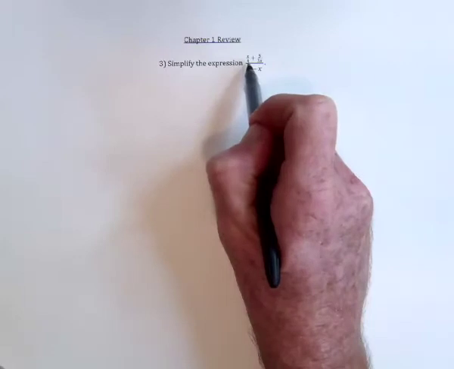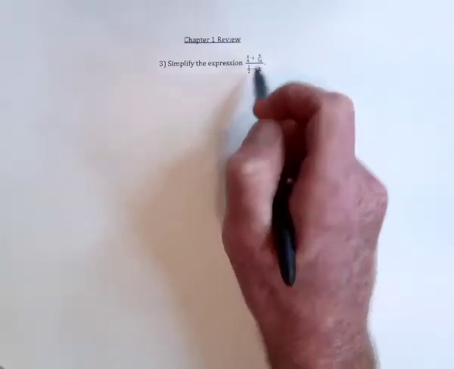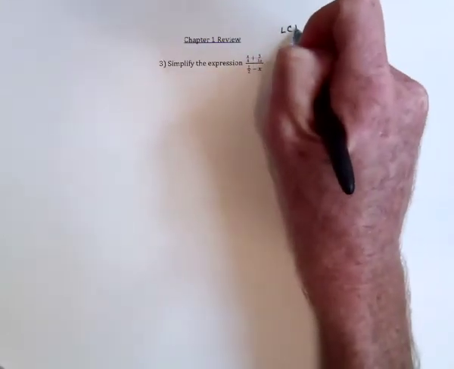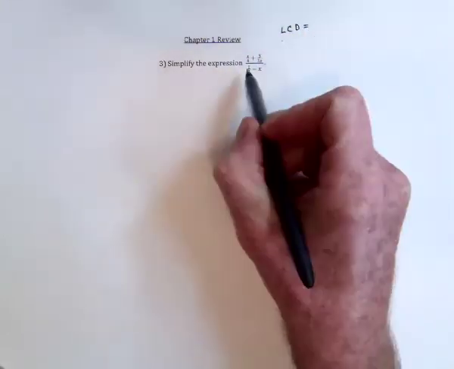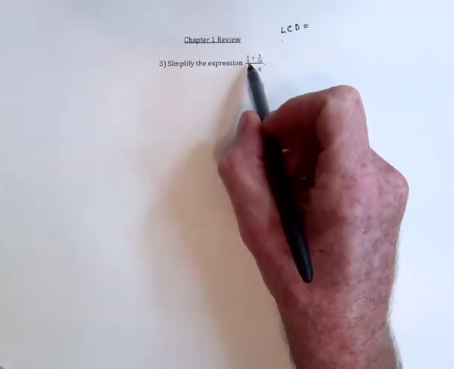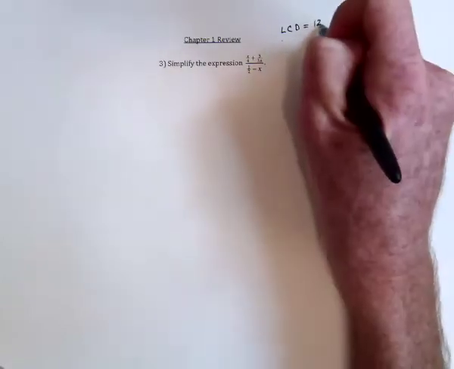So you look at all of the denominators, a 4, a 3x, and a 2, and find the least common denominator, which is going to have a 4 in it. You don't need an extra 2 because 4 already has a 2 in it. And then we also need a 3x. So if you multiply those, it's 12x.